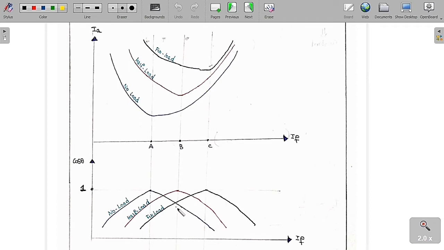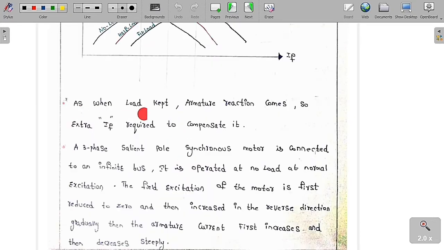You shift it somewhat to the right side because of armature reaction. So at loads, you just shift the graph to the right side, both the V curve and the inverted V curve. When load is kept, armature reaction comes. As the armature current is not equal to 0, armature flux is present, so field flux and armature flux interact with each other.